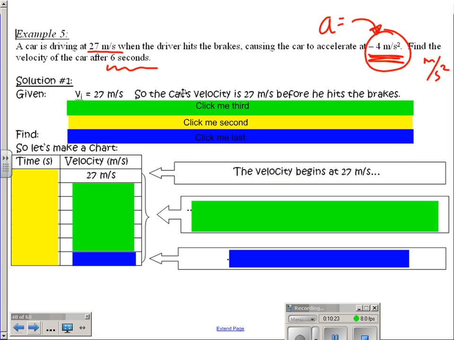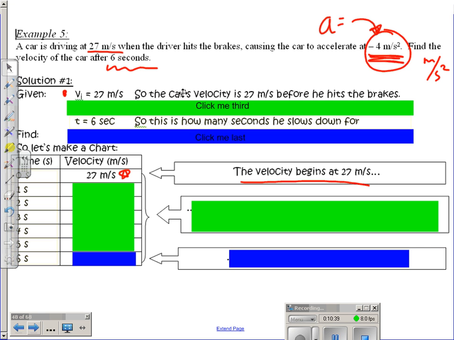The initial velocity is 27 meters a second, right? The velocity begins at 27 meters a second, so that's what goes here, right? So that is this. All right? We know the time is 6 seconds, right? We know the time is 6 seconds because that's what the problem told us in the original problem, right? So that is why over here we have 6 seconds on the chart, right?